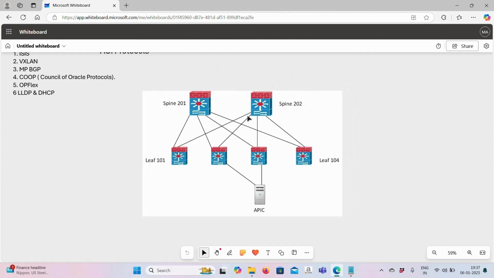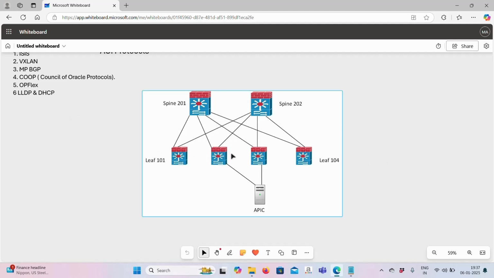Very simple network diagram. So we have two spine switches in a redundant mode. We have multiple leaf switches, leaf 101, 102, 103 and 104, connected to the spine switches in a redundant fashion. I have shown a single APIC controller just for representation purposes, but ideally, as per the Cisco recommendation, we will have a cluster of three APIC controllers. Just understand that for an understanding point of view, I have shown a single APIC controller here. So the first protocol we have is ISIS.